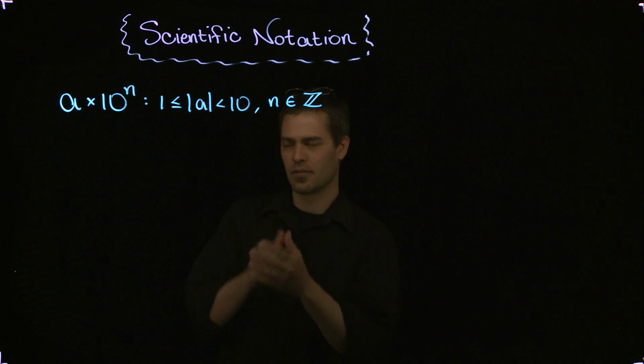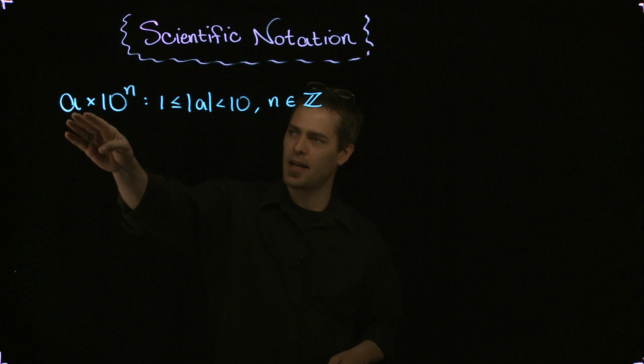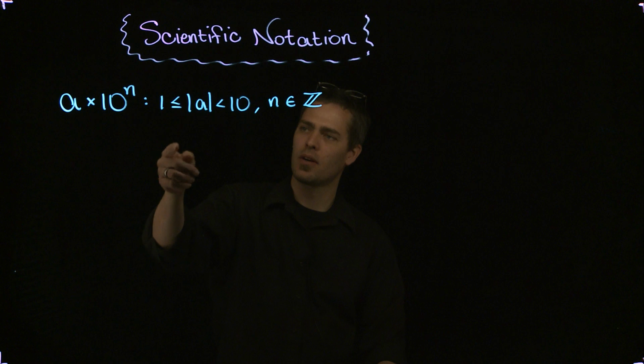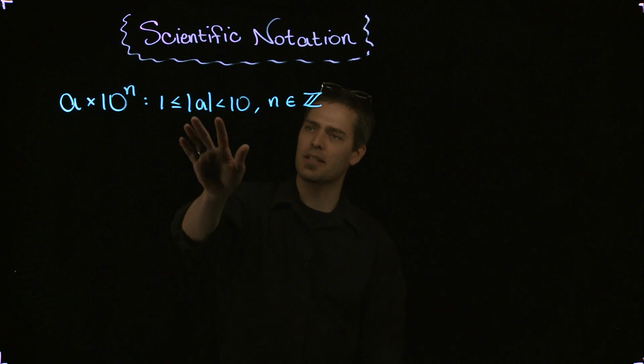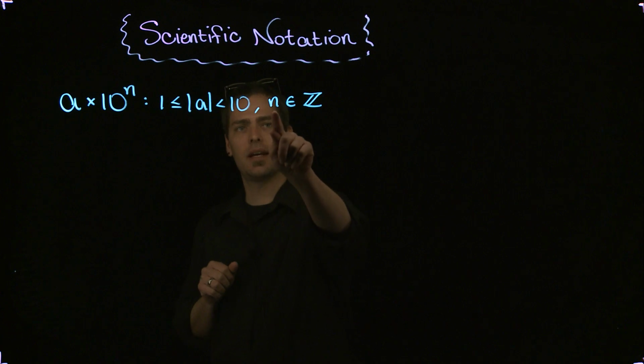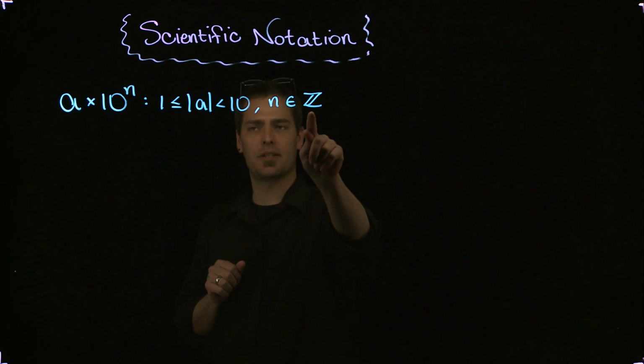Now, here's the formal definition. It is a times 10 to the n, where 1 is less than or equal to the magnitude of a, which is less than 10, and n is a member of the set of integers.